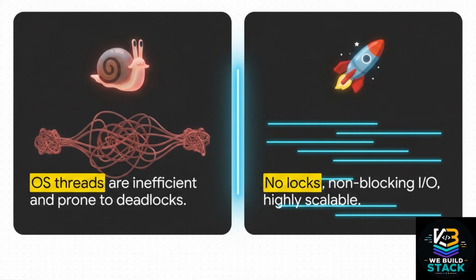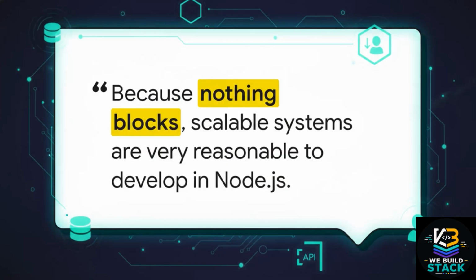Node.js, on the other hand, acts like a master chef. They take an order, get it cooking, and immediately pivot to take the next order while the first one is still on the stove. Because there are absolutely no locks, you don't have to worry about the nightmare of deadlocking your processes. It's just pure lock-free freedom. Which leads us to this incredibly powerful quote straight from the official docs: "Because nothing blocks, scalable systems are very reasonable to develop in Node.js." That non-blocking I/O model, that is the secret sauce. It's the ultimate solution to bypassing those traditional OS thread bottlenecks.